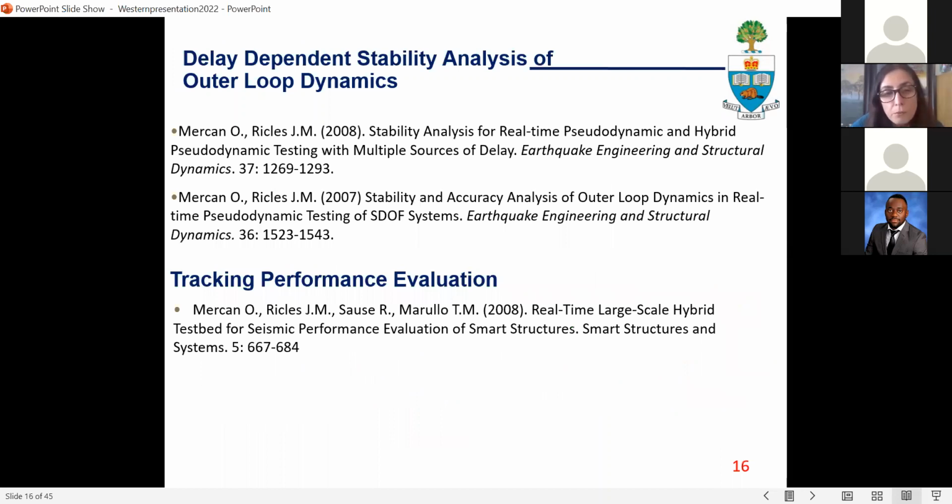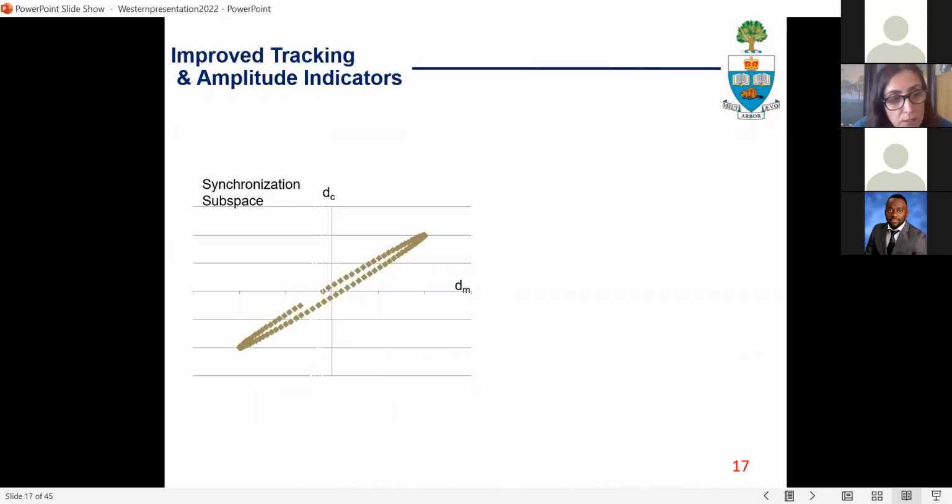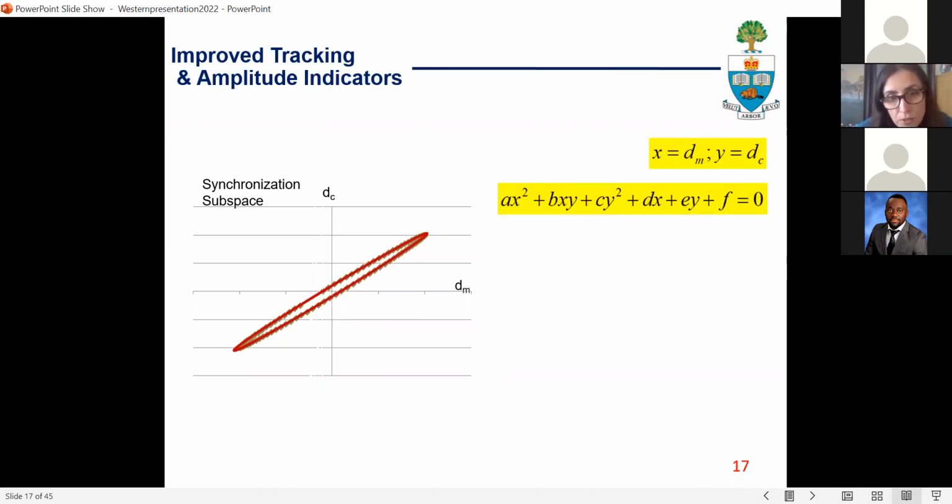So with that, we developed tracking and amplitude indicators based on the areas enclosed in the synchronization subspace plots. But we realized that those indicators were affected by the overall amplitude of the displacements. So they were useful in comparing the real-time hybrid simulation test results between displacement time histories that have comparable amplitudes, but they were not perfectly uncoupling the phase error from amplitude error. With that, we went back to the synchronization subspace plot.